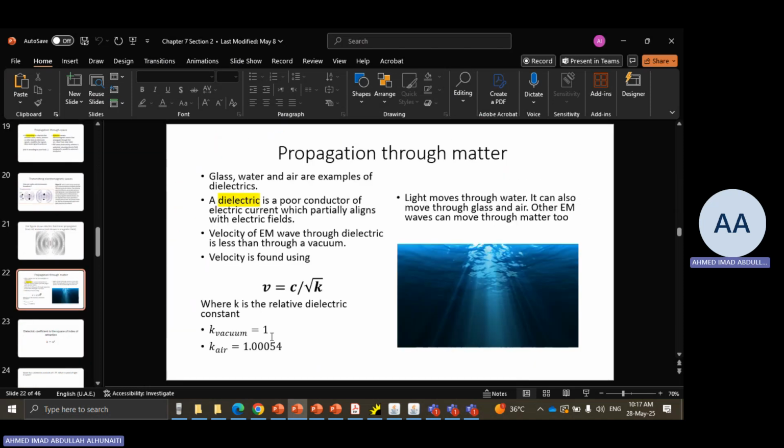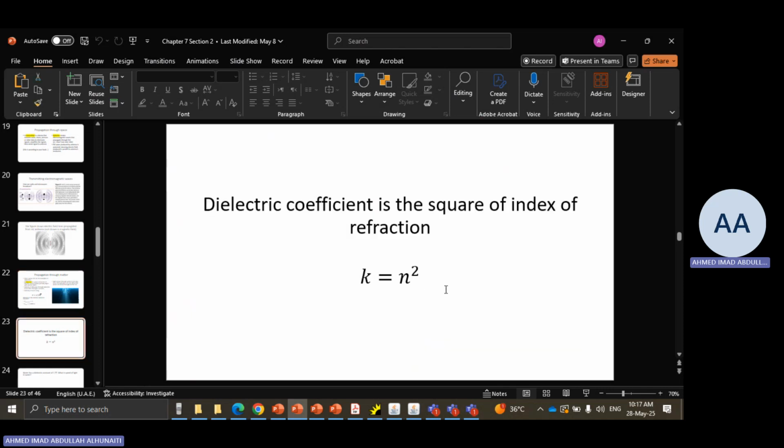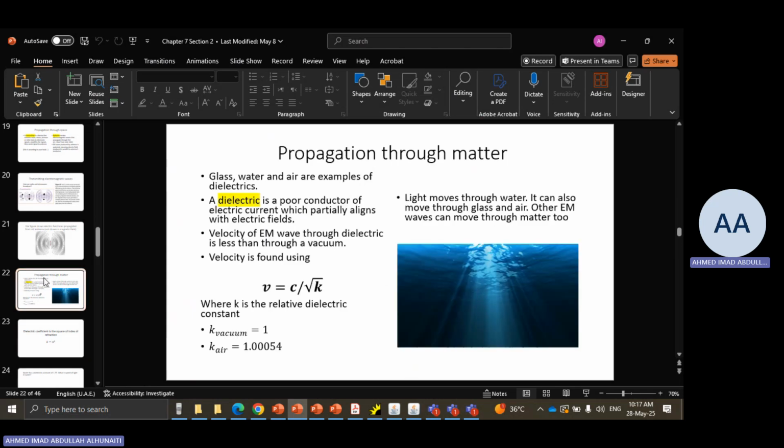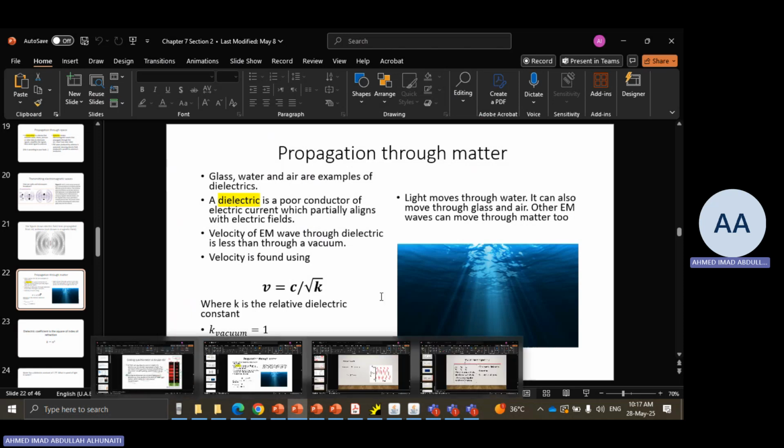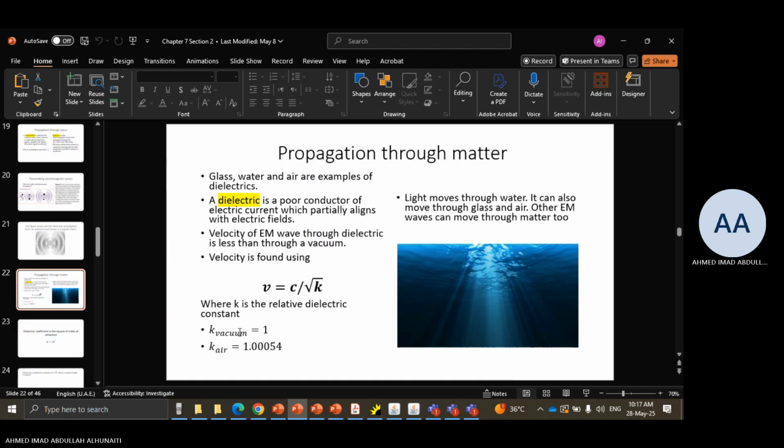So k is the relative dielectric constant. Again, it depends on the material. This may be given directly, or you'll need to work it out from the index of refraction n. So if you were given the index of refraction n, then you can find k, and then you can plug k back into this formula to find the speed of light in that particular medium. Of course, k in a vacuum is 1.